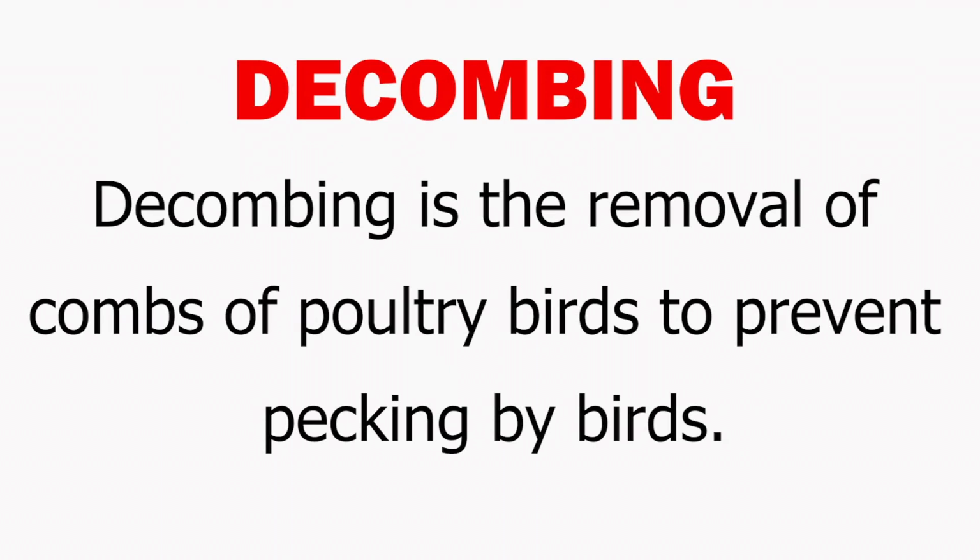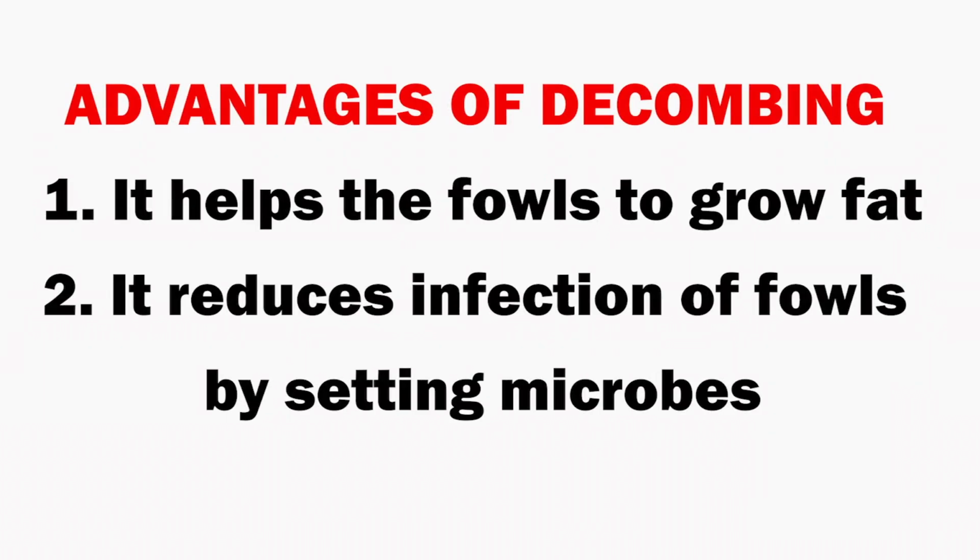The combing. The combing is the removal of combs of poultry birds to prevent pecking by birds. Advantages of the combing. Number one, it helps the fowl to grow fat. Number two, it reduces infection of fowls by certain microbes.